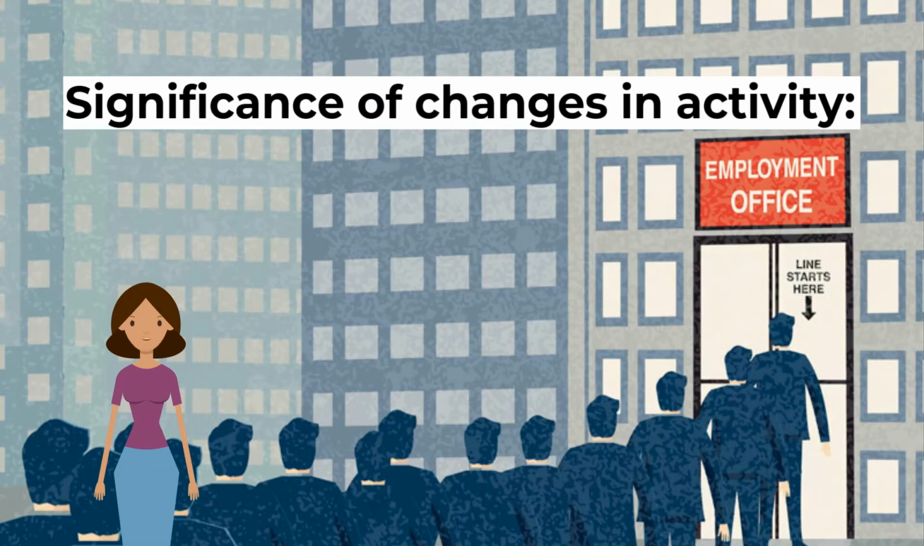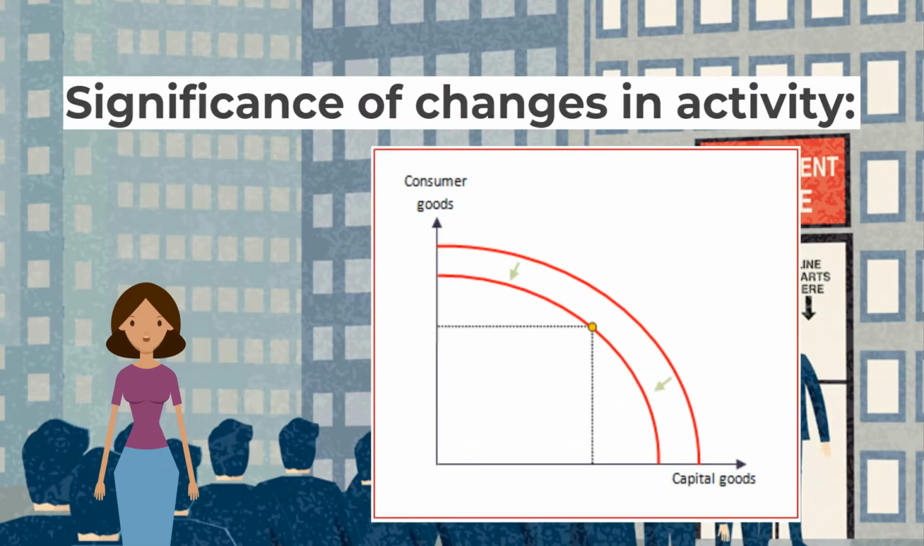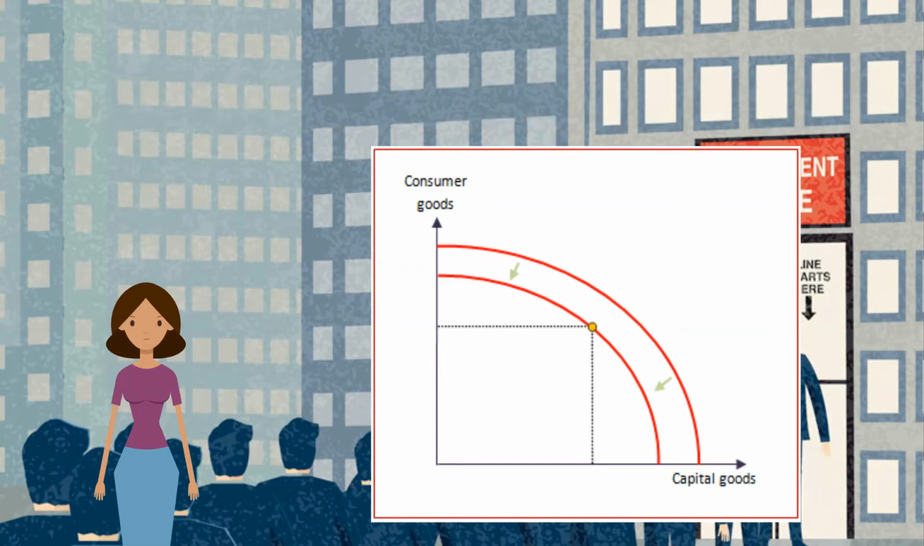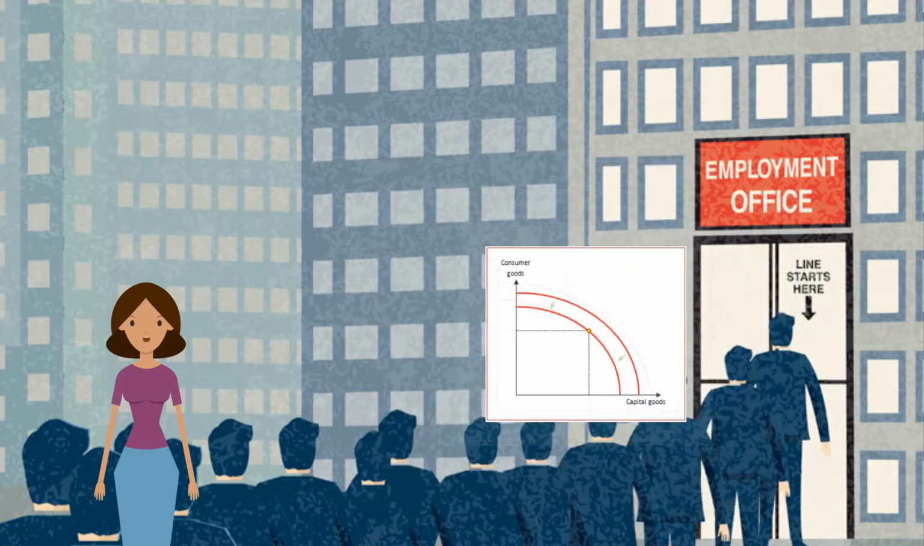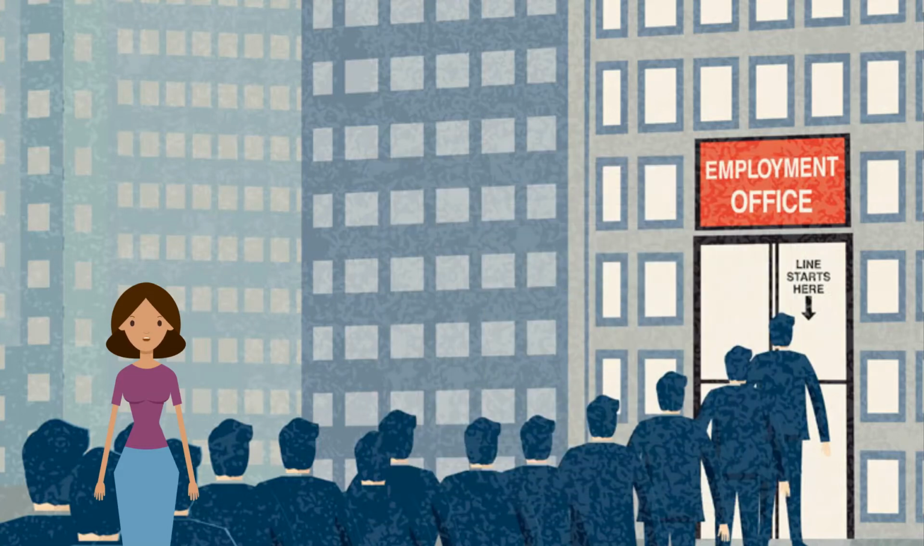What is the significance of changes in activity? Increases in inactivity will decrease the size of the labor force, therefore causing a fall in the productive potential of the country. There will be a lower GDP and lower tax revenues as fewer people are working. However, decreases in inactivity could just result in more people being unemployed if there are no jobs available to them.